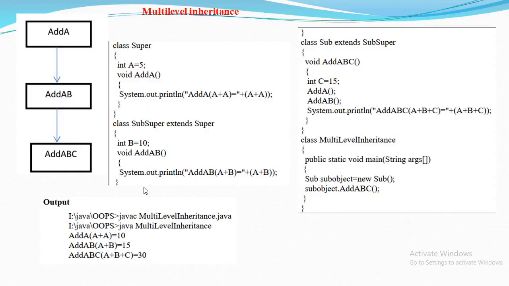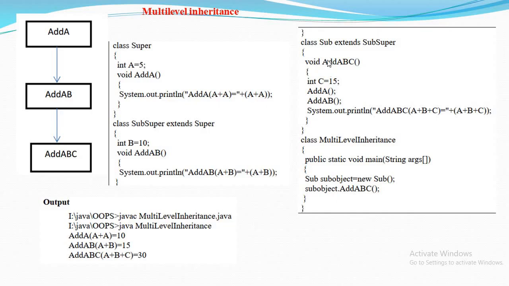So, an example program for multilevel inheritance. The class name is Super. We use the function add a. Then the intermediate class, Sub-super, is an intermediate class. Here we use the function add ab. In add ab we print the value of a plus b. Then the last subclass has add abc. Here the value of c is equal to 15.